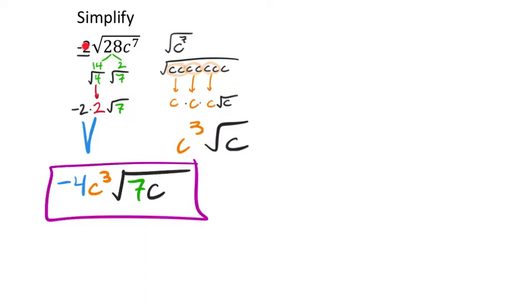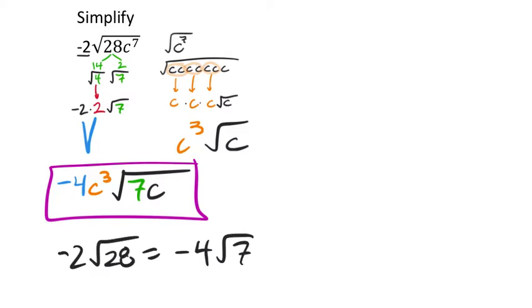Now again, if you typed in negative 2 times the square root of 28 in the calculator, just this, negative 2 times the square root of 28, the calculator would have given you a negative 4 times the square root of 7. That would have simplified that part for you. The c's, though, the calculator won't do the c's. You have to do that on your own. So now, again, I use this method, which is good.